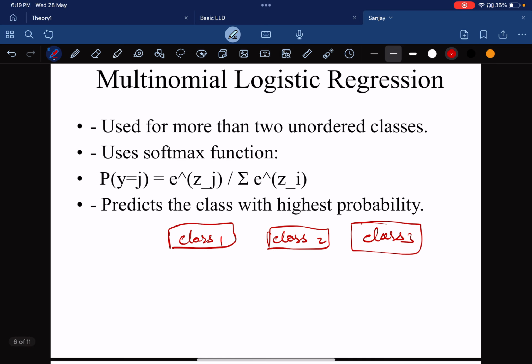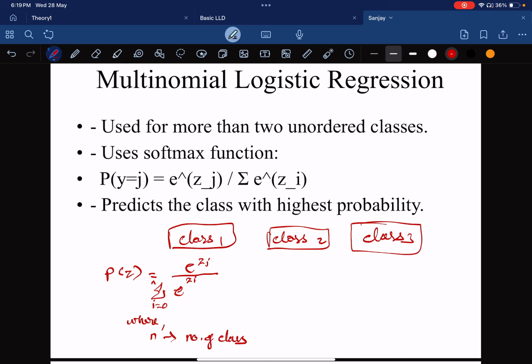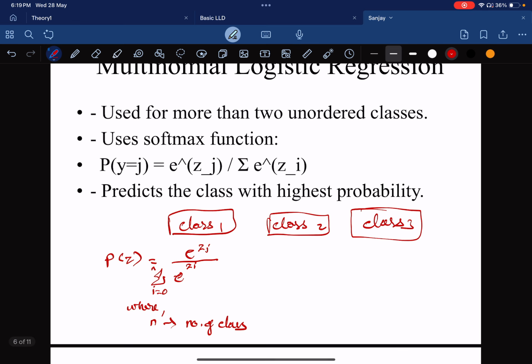Unlike the binomial logistic regression, we will use the log softmax function. The equation of the softmax function is p of z equal to e power z of j divided by the summation of e power z of i, where i equals 0 to n, where n is the number of classes.